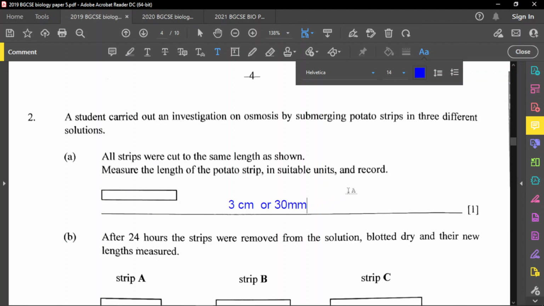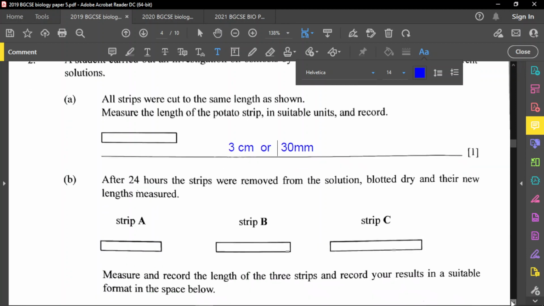Whichever one is good, because remember I said use a suitable unit. What they do not want you to use is inches. They do not want you to use inches. So either you use centimeters or you use millimeters. Those are appropriate units used to measure in science, particularly biology. Inches is not used as a standard or common measurement.